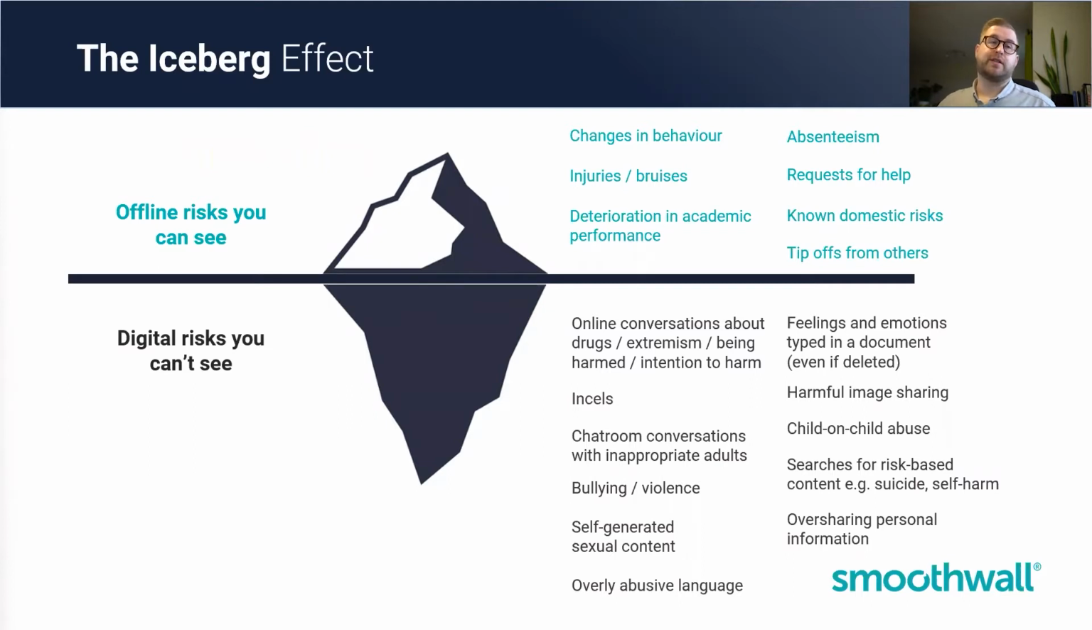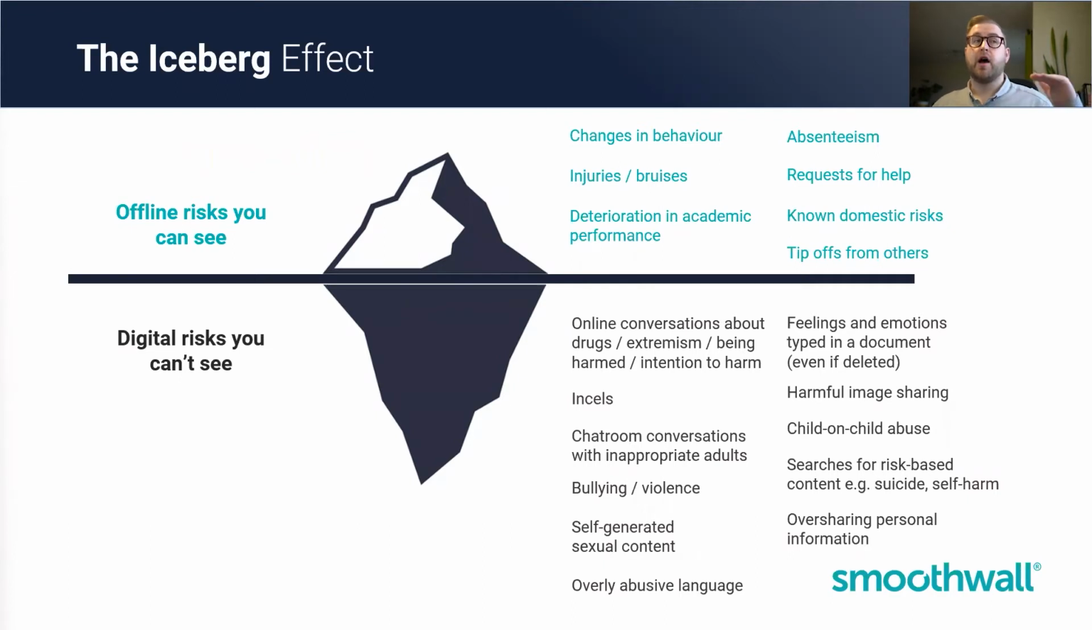So these are the things that you might see a student in the corridor, in a classroom, and be able to identify: changes in their behavior and their mood, physical things like injuries and bruises, deterioration in academic performance, absenteeism, them coming forward for help, things about their domestic situation and risks associated with that, maybe from siblings or other things, and tip-offs and concerns from other students or members of staff.